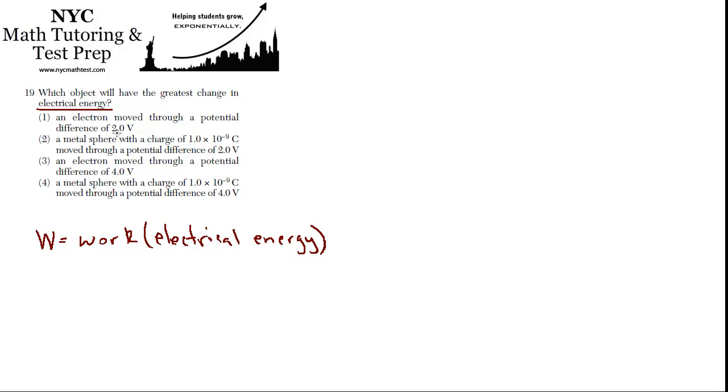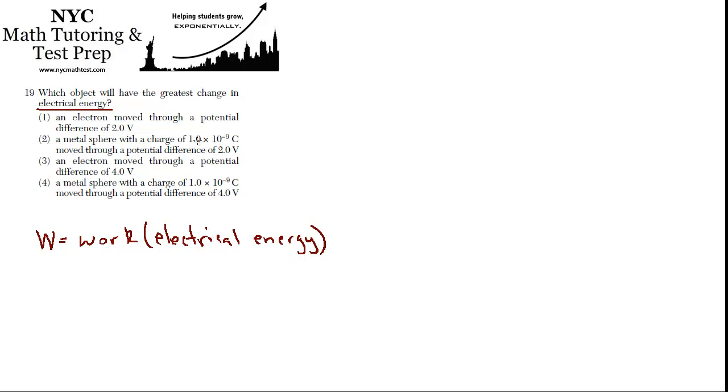And let's look at the different scenarios. An electron moved through a potential difference of 2 volts. So potential difference is the same way of saying voltage, but sometimes it's helpful to think of it as potential. It's like if there's a voltage, there's a potential for electric charge to travel, which is to say it'll do work.